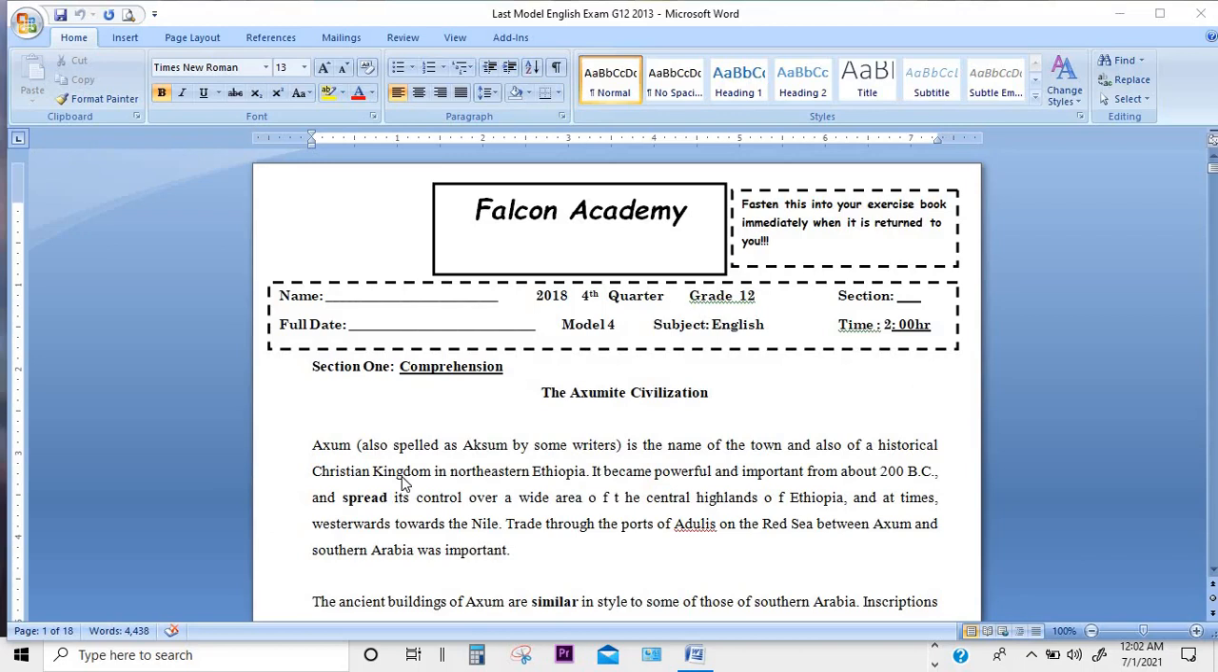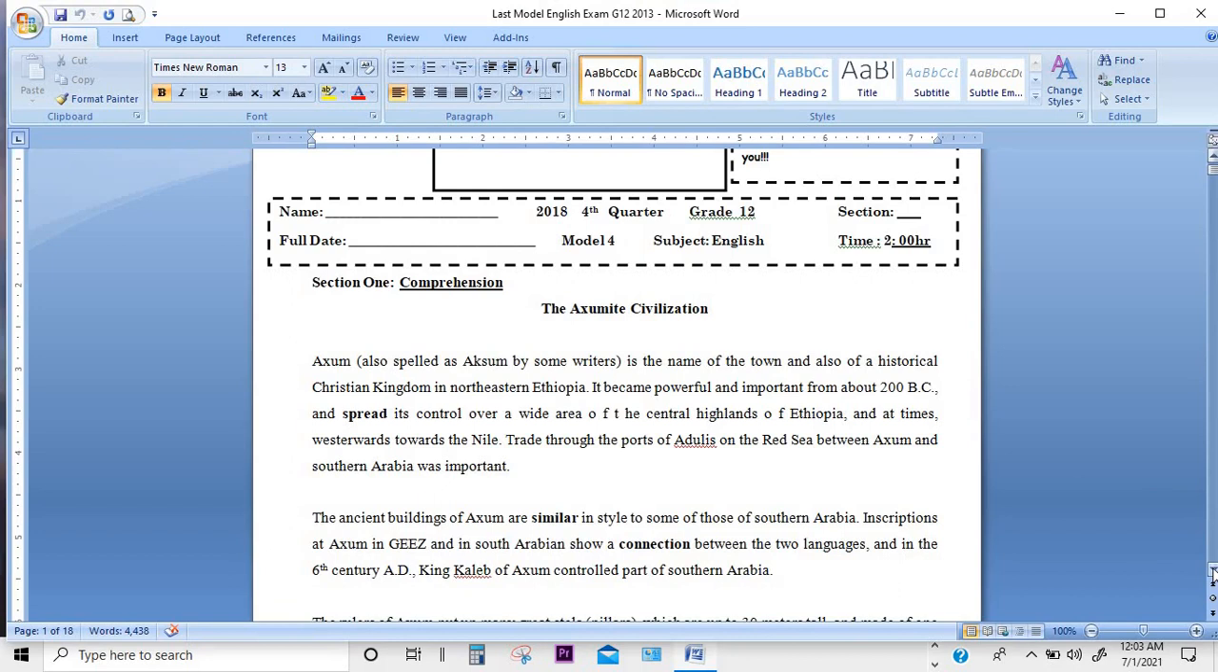I'm making this screen record to explain the model exam that you will be taking sometime this week or next or so. So I'm trying my very best to make it precise. Plus, I will be using both Amharic and English language to explain the concept so that you'll find it easy to understand or follow me.